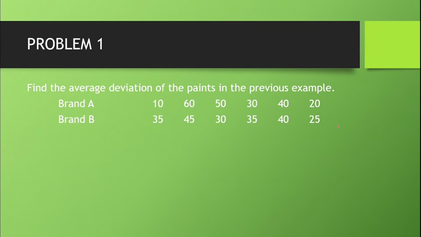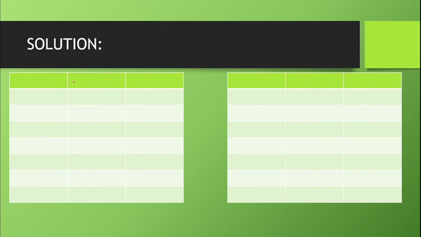So let's start with problem 1 again. We have here the previous example. We have to find, again, the standard deviation. I just want to correct, the standard deviation is the next part of the previous example. Okay, we're done with the average deviation, and now we'll proceed to the standard deviation. So the steps in the standard deviation, first we are going to put all the data here. We have 10, 60, 50, 30, 40, and 20.